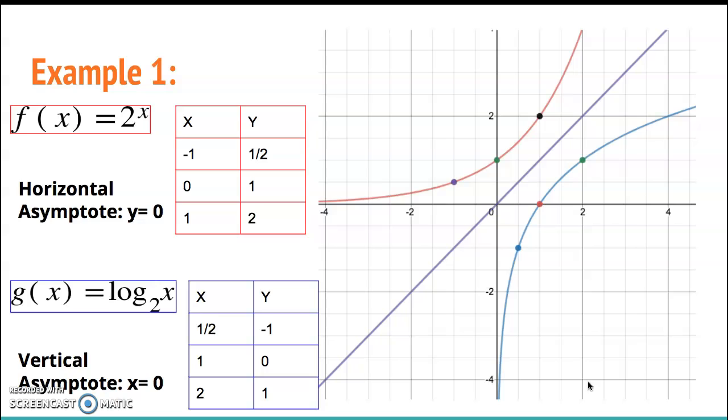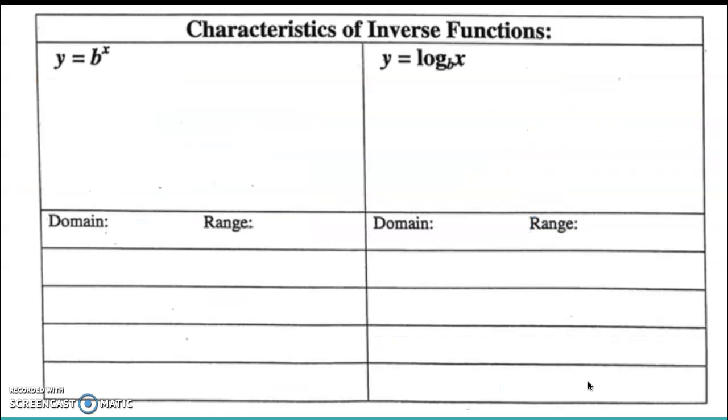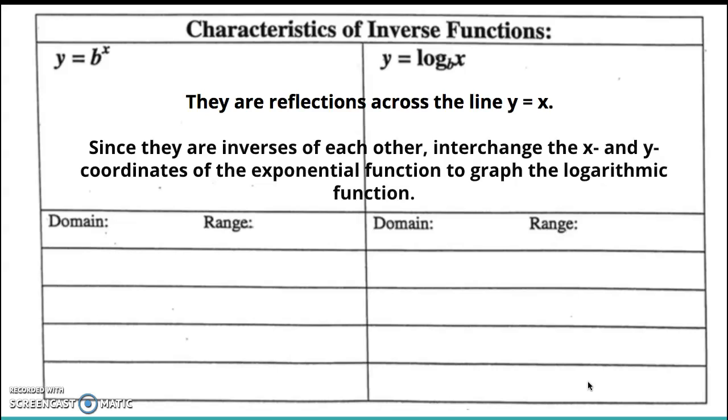So if graphs are reflections of each other across that line of y equals x, then they are inverses of each other. So if we build on these characteristics of inverse functions, we know that they are reflections across the line y equals x. We know that inverse functions interchange the x and y coordinates of the exponential function to graph the logarithmic function.